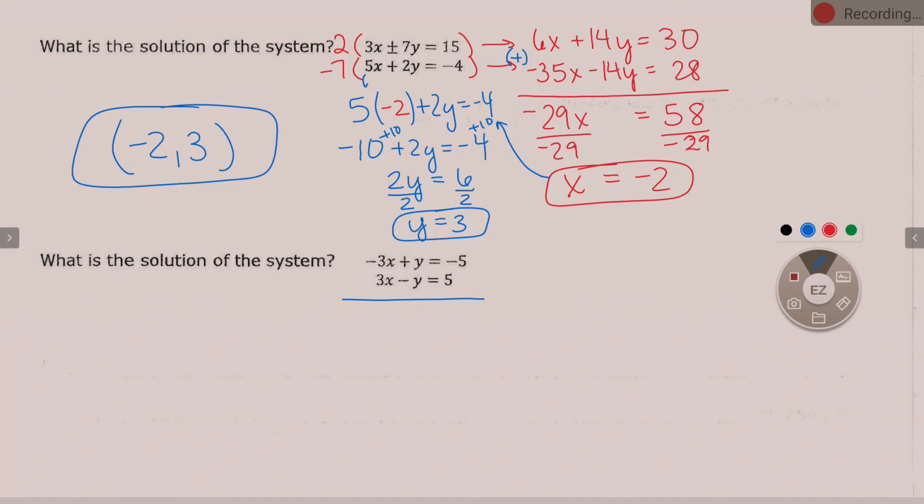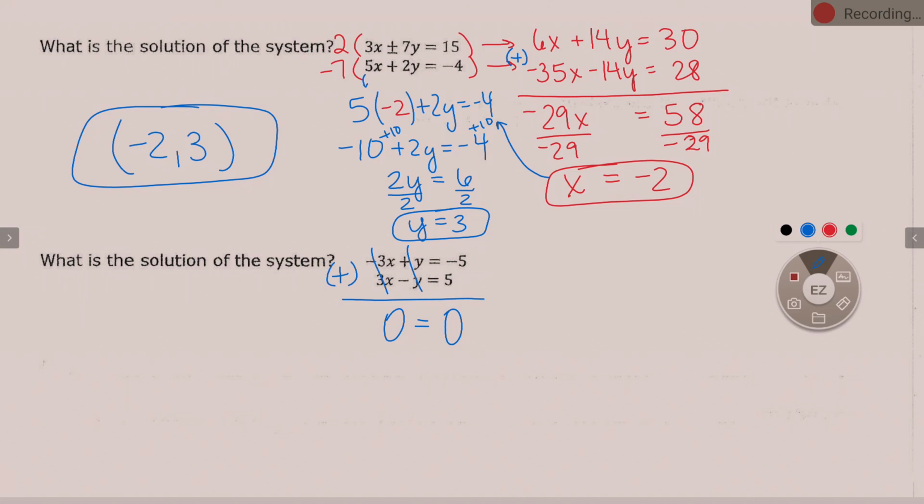As we look at those, how do we add or subtract? We're going to add. So we're going to add these 2 equations together and see what happens. What is negative 3x plus 3x? 0. It cancels. What is y plus negative y? 0. It cancels. What remains on the left-hand side of my equation? 0. On the right, and this is important, what is negative 5 plus 5? 0.